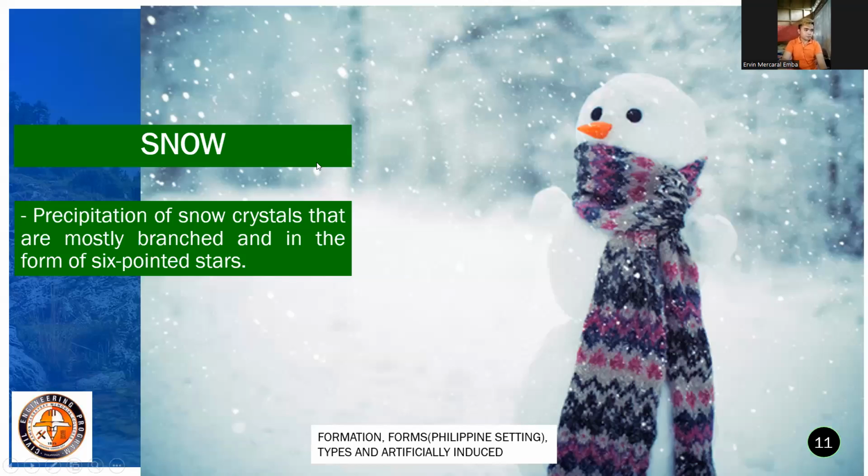Snow. Precipitation of snow crystals that are mostly branched and in the form of six-pointed stars. So snow is very common in many countries except the countries in the tropics.